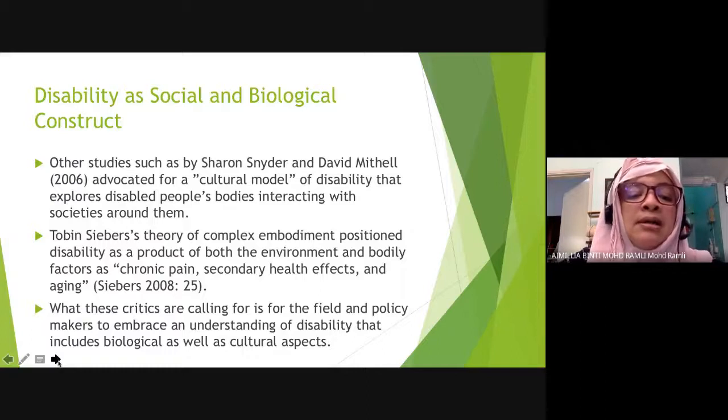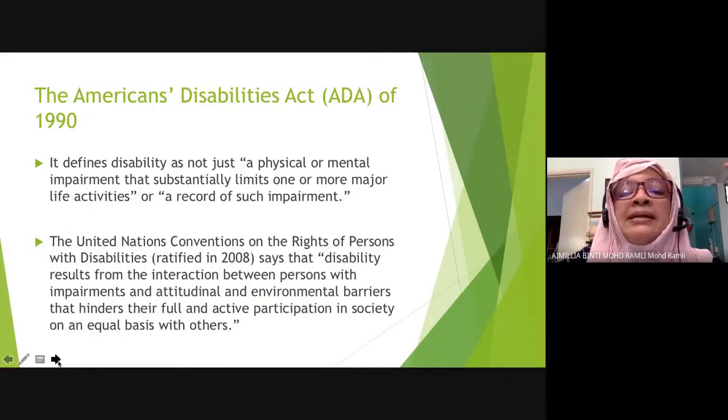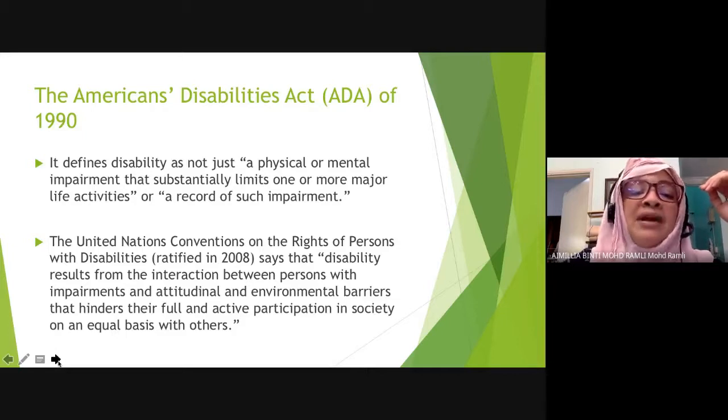and social as well. So the Americans with Disabilities Act of 1990 defines disability as a physical or mental impairment that substantially limits one or more major life activities, or a record of such impairment. It's not just physical or mental impairment. It is more than that.